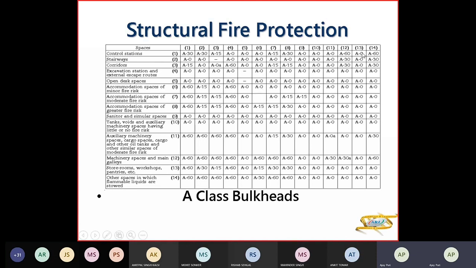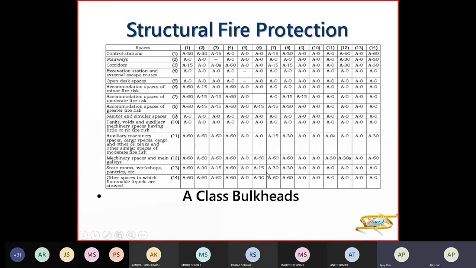Now let us take A60. So the control stations connected with areas which have got flammable liquids will be A60. Now certain areas are marked A30A, so A will be the footnote given in that sheet. What is A? That's a footnote, special consideration of this area in A30. Okay, so this kind of table you will find in the SOLAS also. Similarly, A0A, so there are footnotes given there.